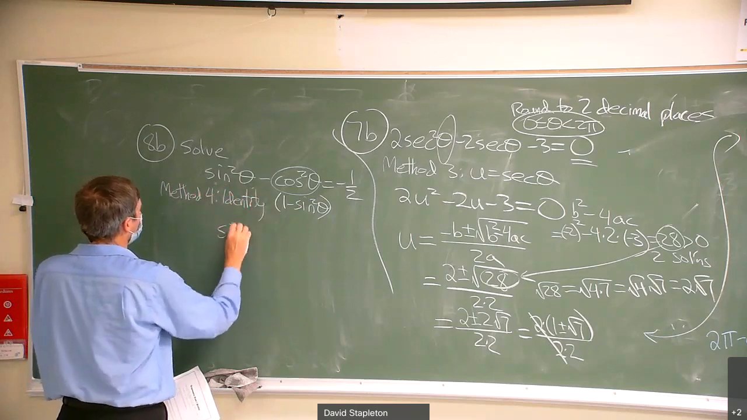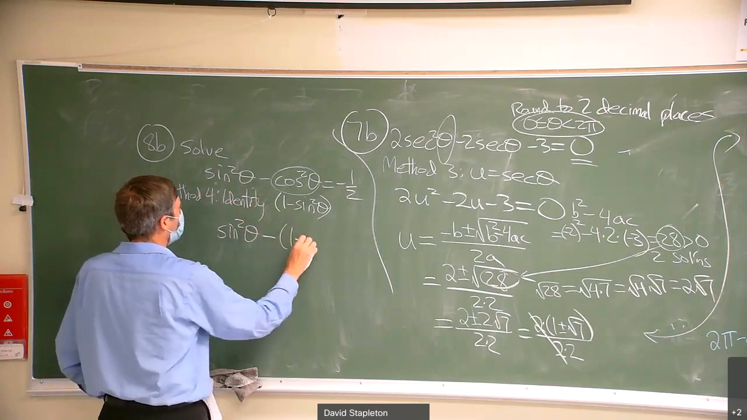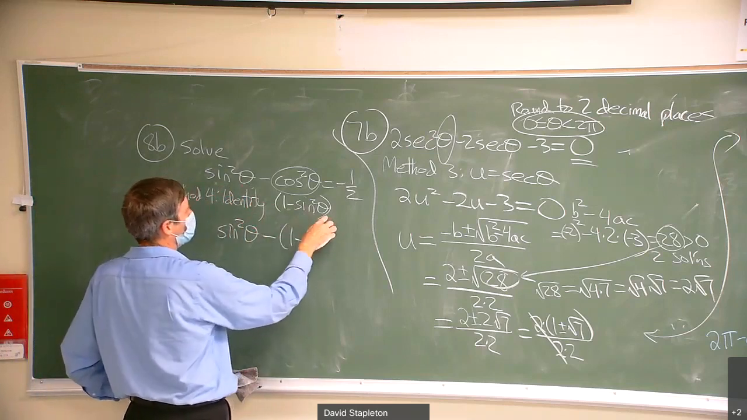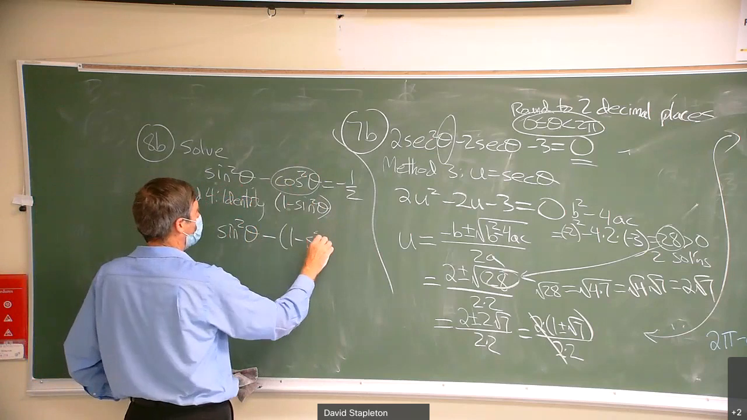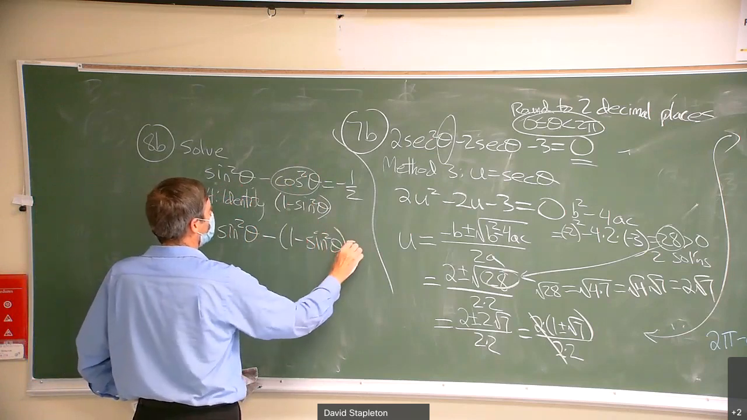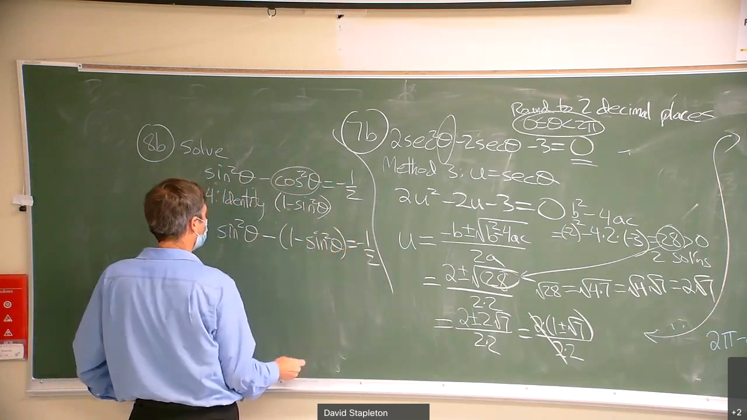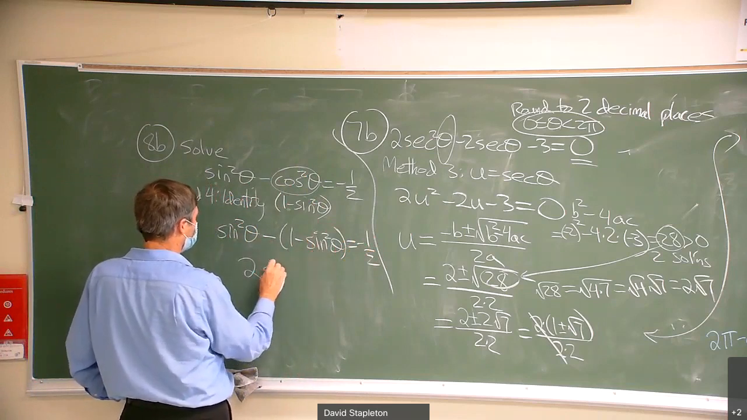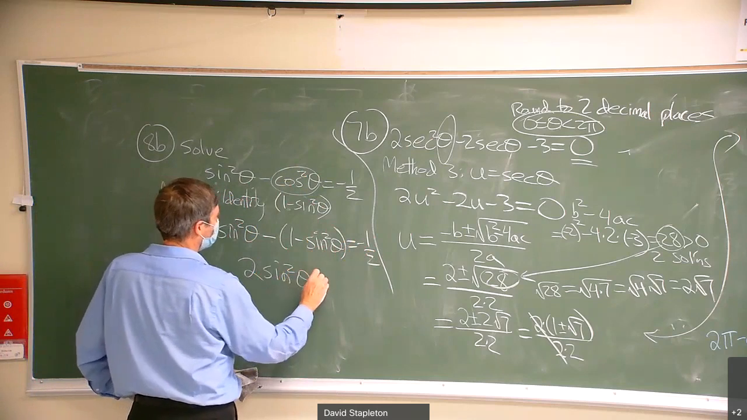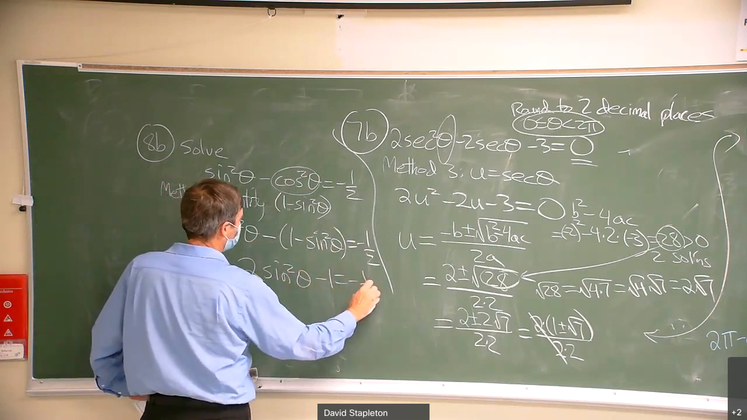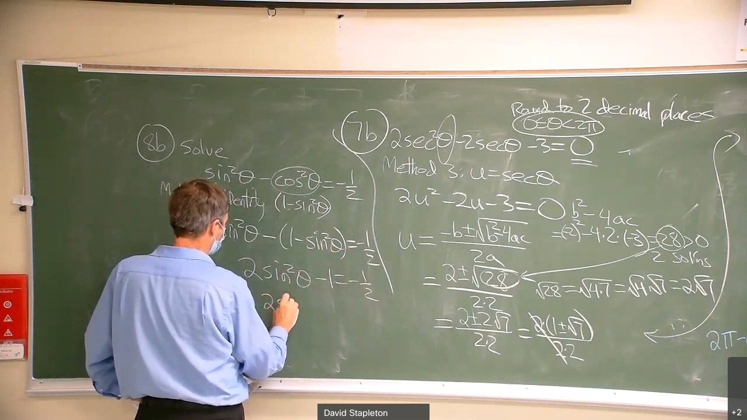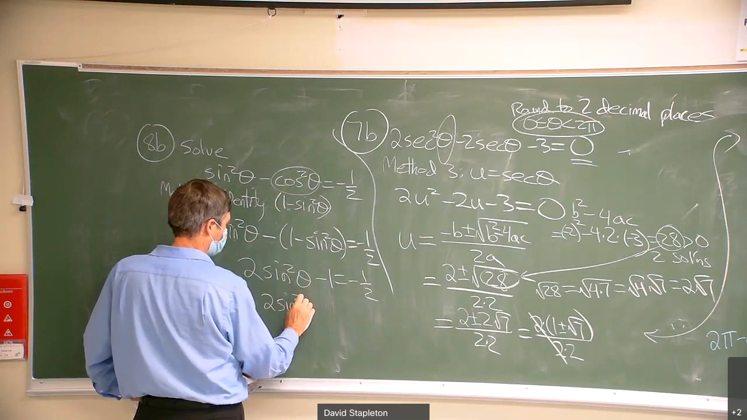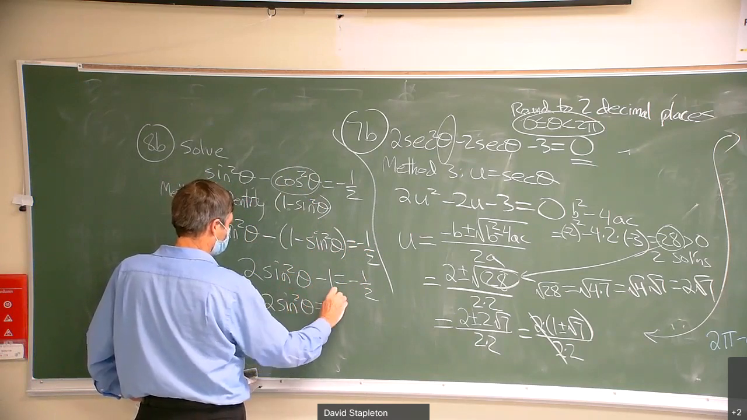Now it's sine squared minus 1 minus sine squared. Make sure you put this whole thing in parentheses. You're subtracting the whole thing, right? Equals negative a half. Equivalently, sine squared minus a minus sine squared is 2 sine squared. Minus 1 equals minus a half. Add 1 to each side, and you've got 2 sine squared equals plus a half.